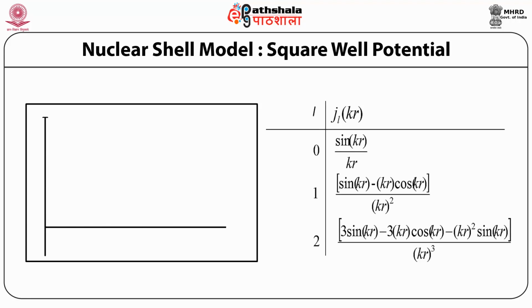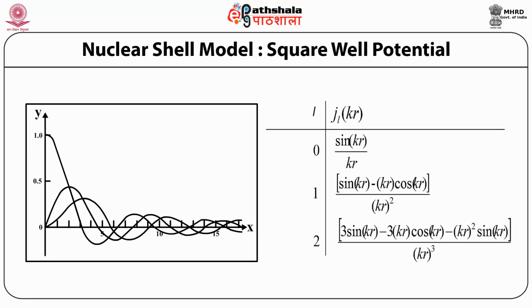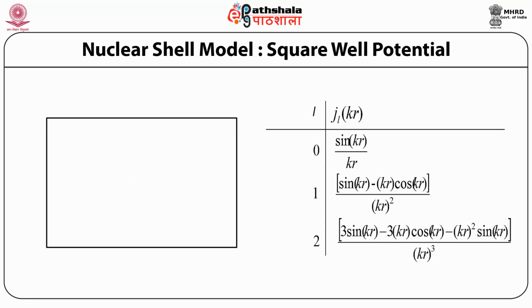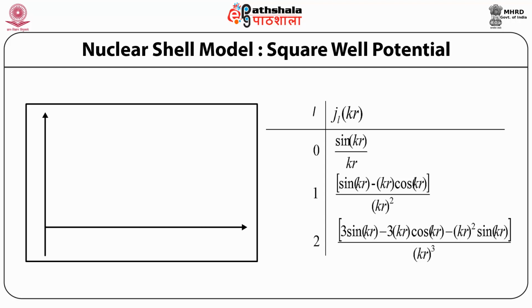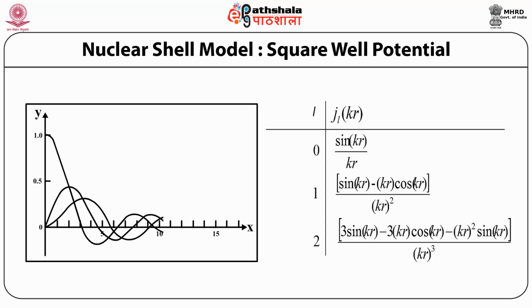Nuclear shell model, square well potential. Here we have shown the behavior of the J_L wave function, which is a function of k_NL r, and its value is 0 where the wave function cuts the x-axis. If we plot J_0(x), where x is k_NL r, that Bessel wave function cuts the axis at different places.